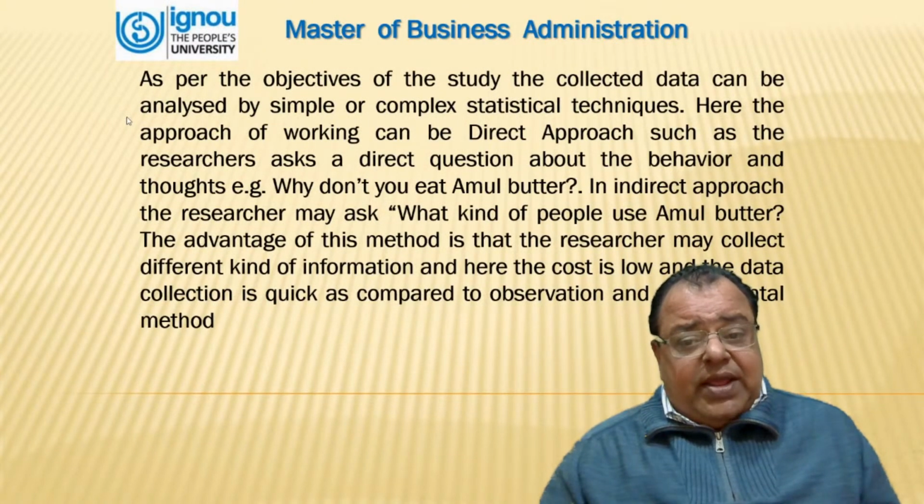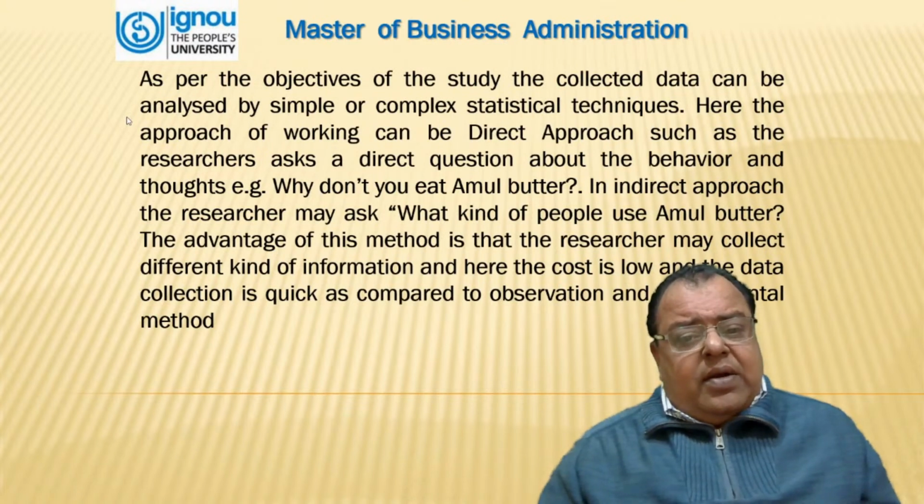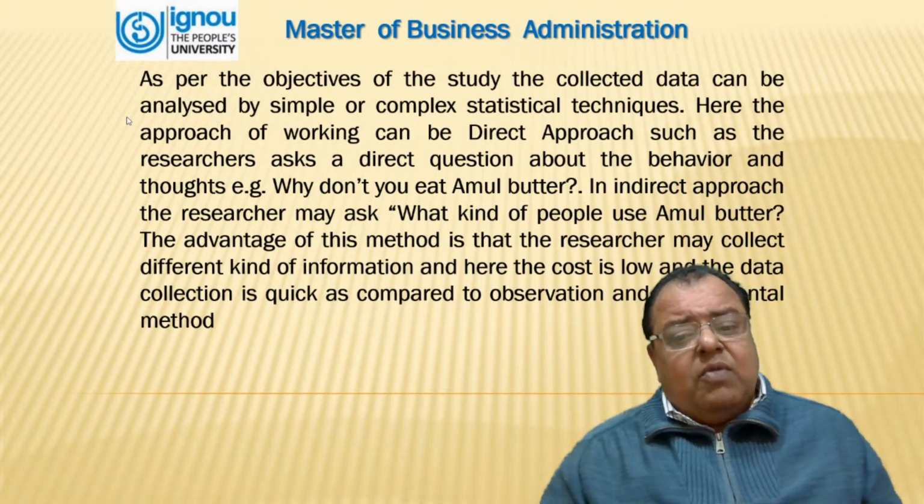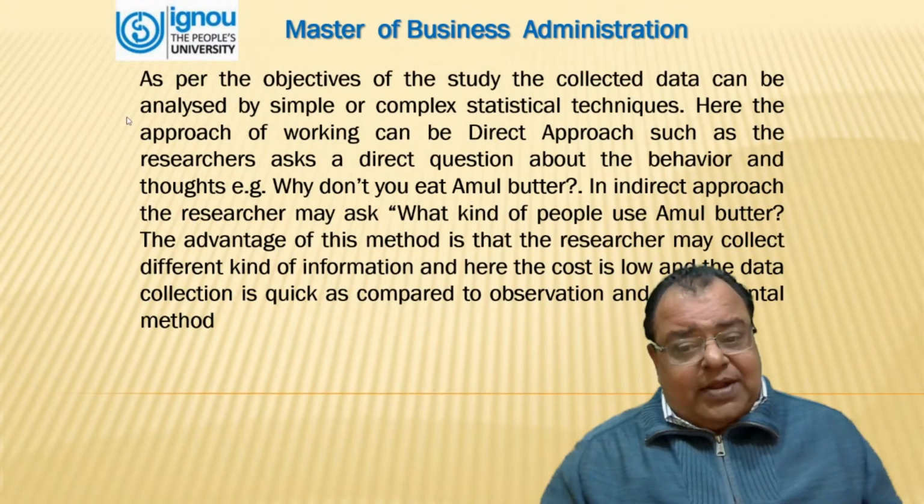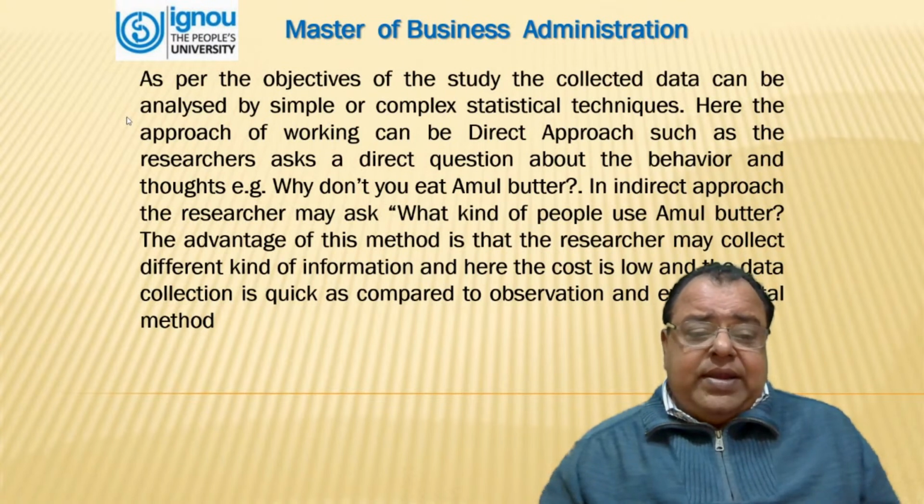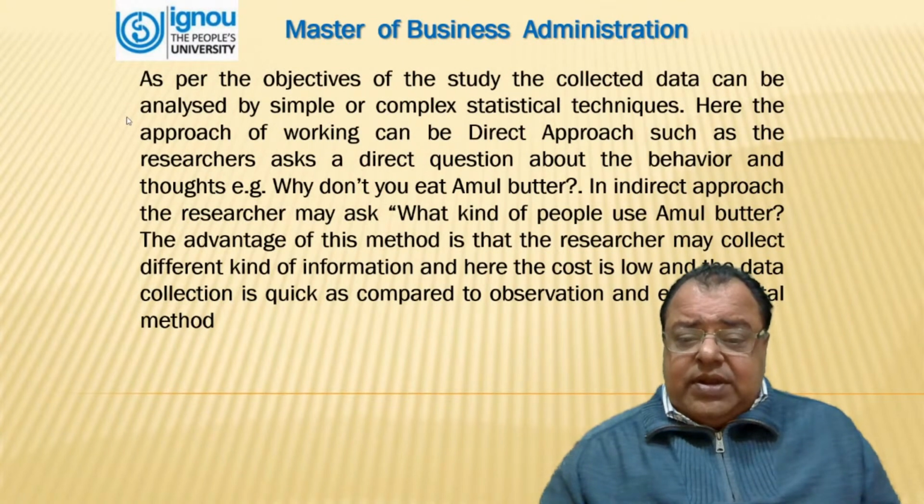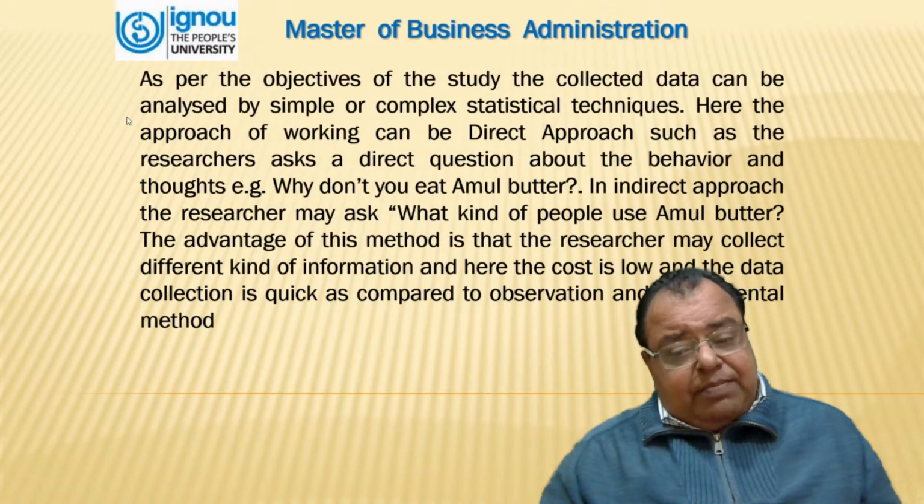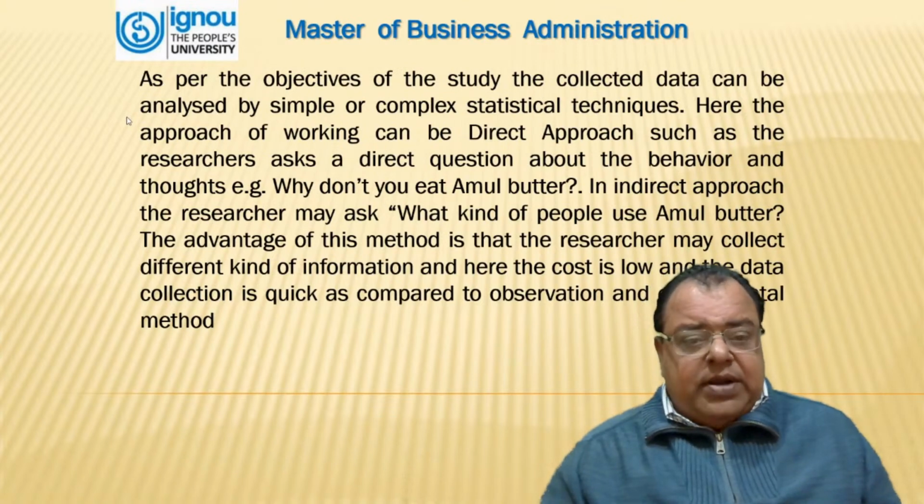Here, the approach of working can be a direct approach, where the researchers ask the questions directly about the behavior and thoughts. For example, why don't you eat almond butter? In the direct approach, the researchers may ask what kind of people use almond butter. The advantage of this method is that the researcher may collect many different kinds of information directly, and the cost is low and the data collection is quick as compared to observation and experimental methods.